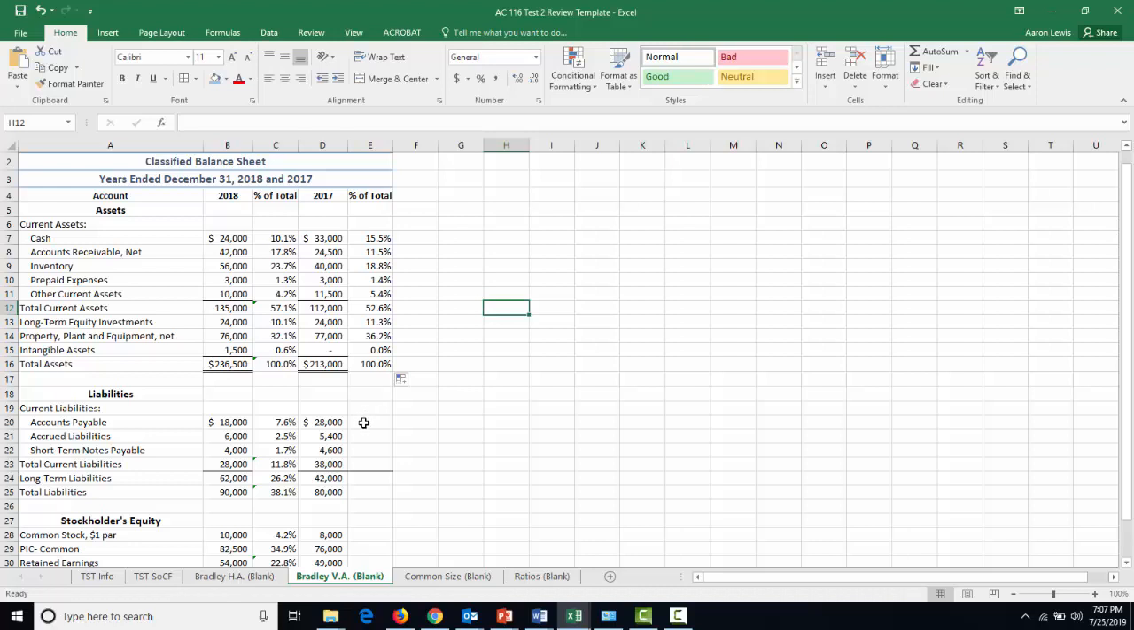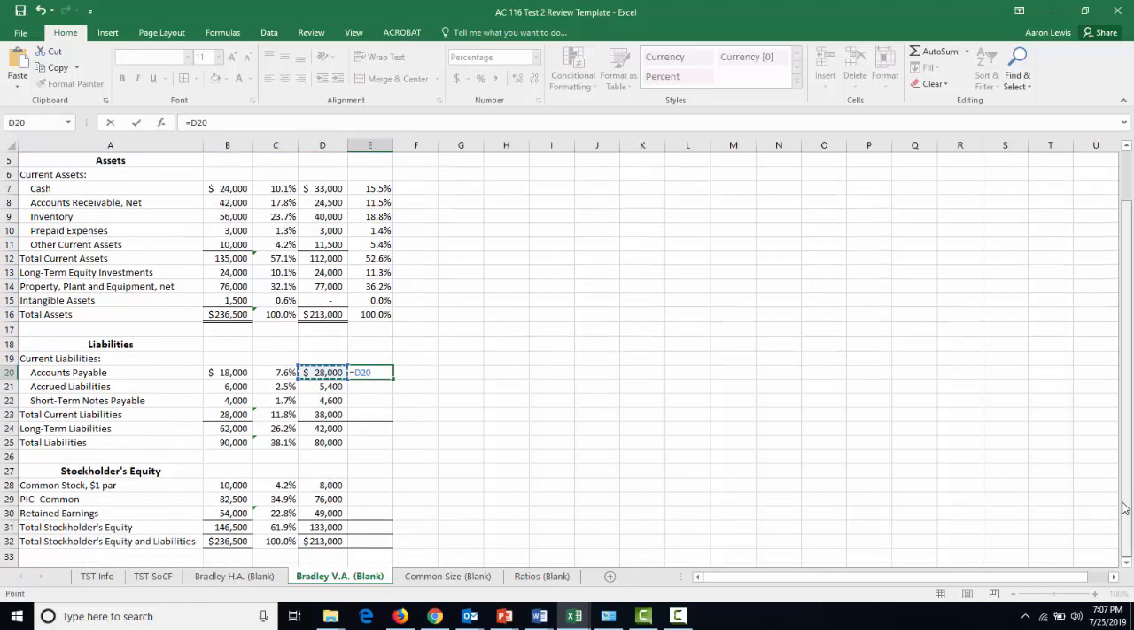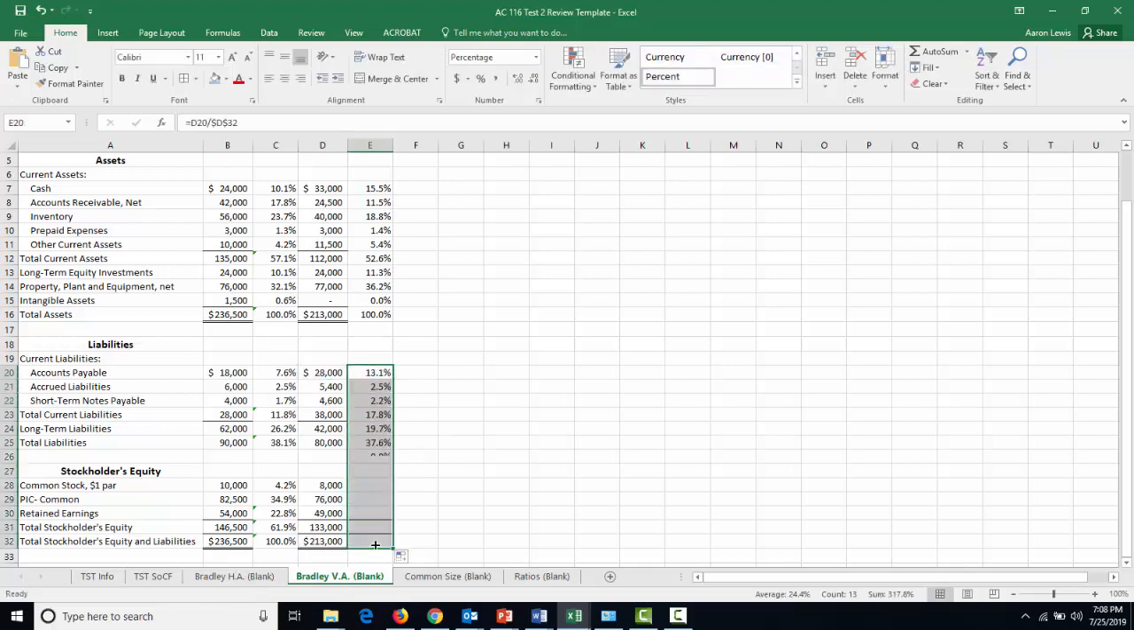Let's do the same thing real fast for our liability and equity section. Equals accounts payable divided by our balance number for that year of 2017, or 213,000, excuse me. We hit F4 to make that absolute, and we come up with 13.1%. Let's fill handle that, and then let's delete these two numbers we don't need. Now we have something to compare to.